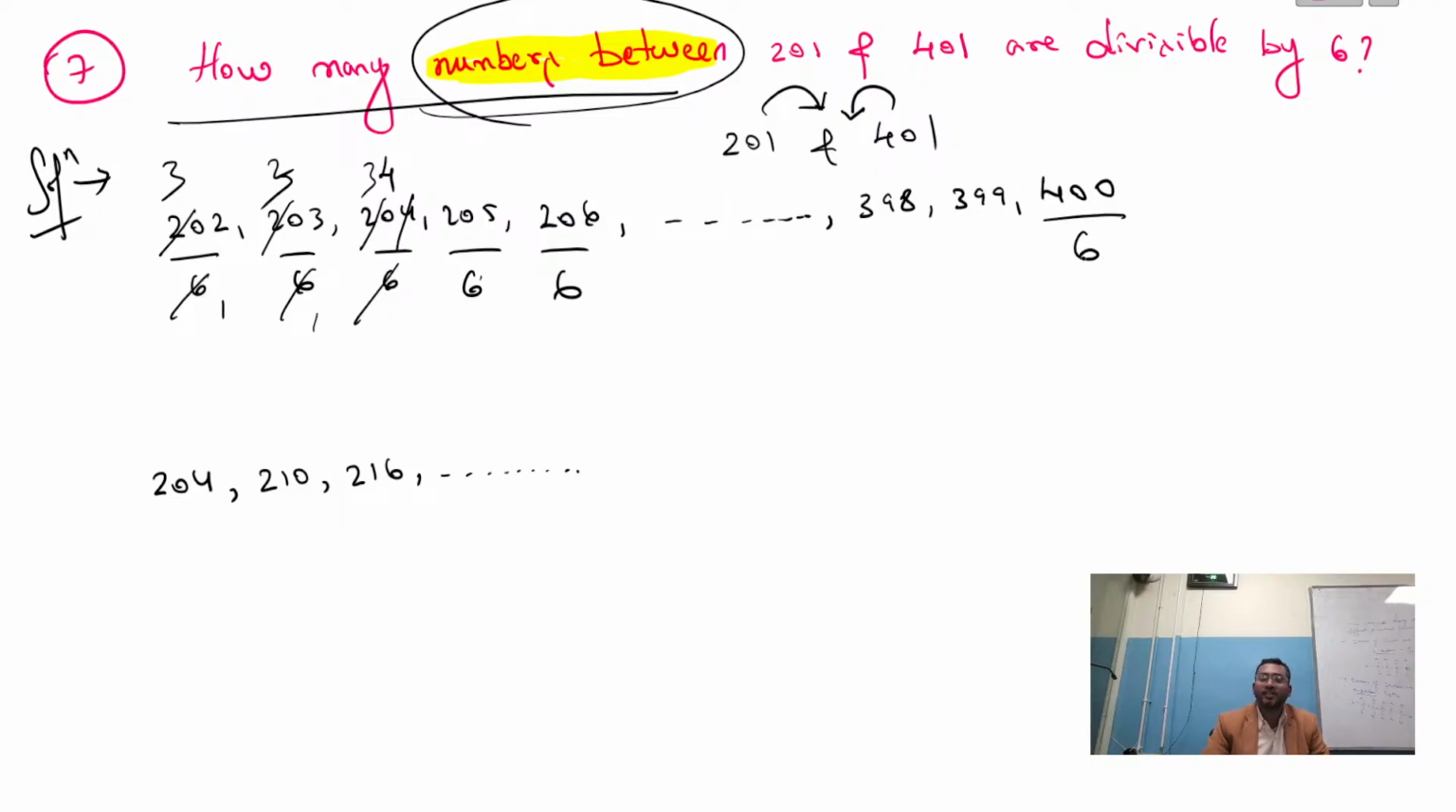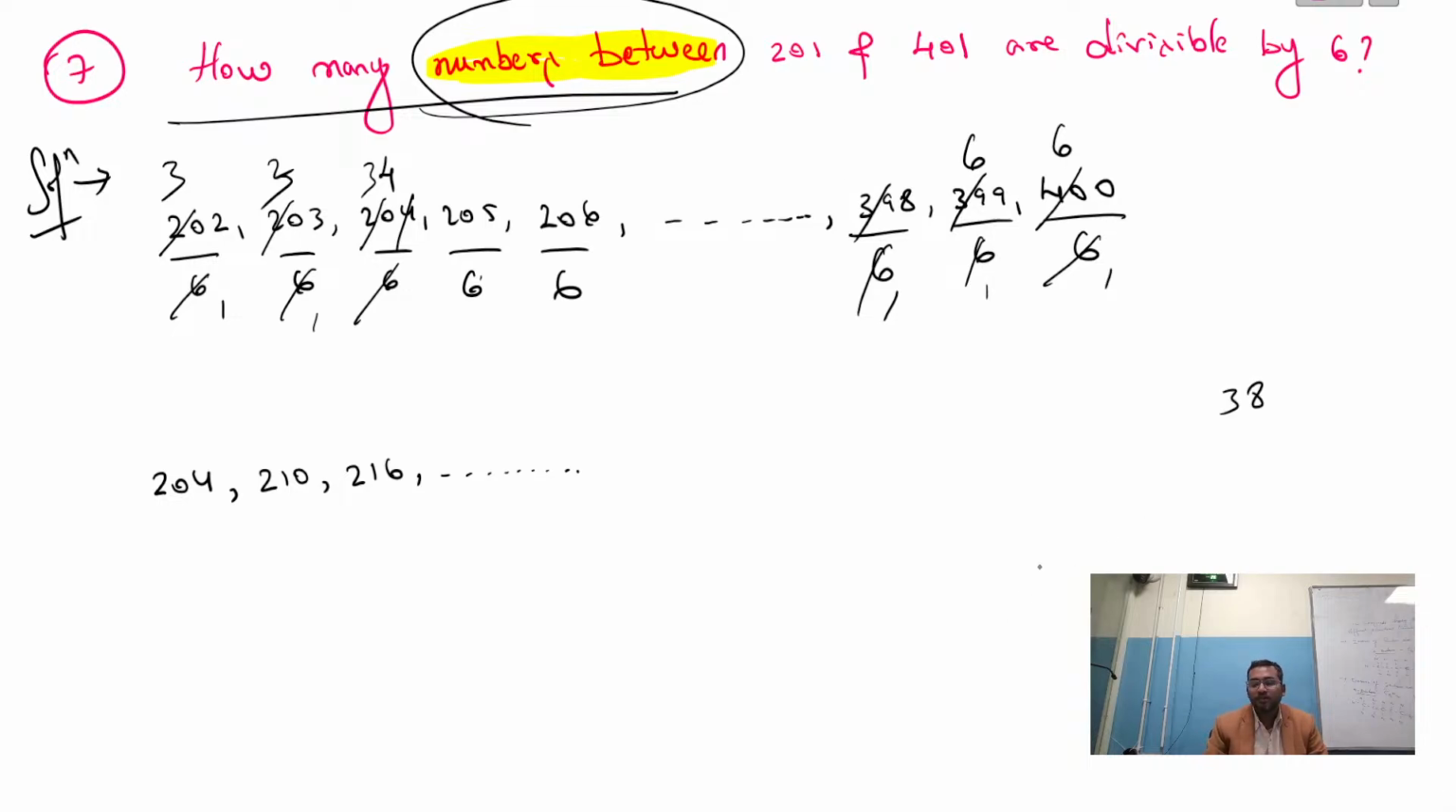Is 400 divisible by 6? Let's check. 6 ones are 6. 6 sixes are 36. Remainder 4. Will 40 go with 6? No. 399 by 6. Let's check. 6 ones are 6. 6 sixes are 36. Remainder 3. 39. No. Next 398. 6 ones are 6. 6 sixes are 36. Remainder 3. 38. Will 38 go? No.